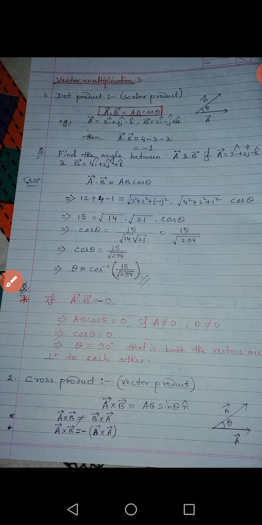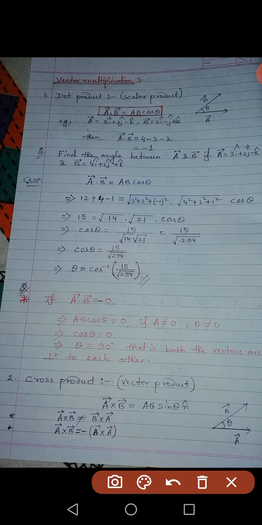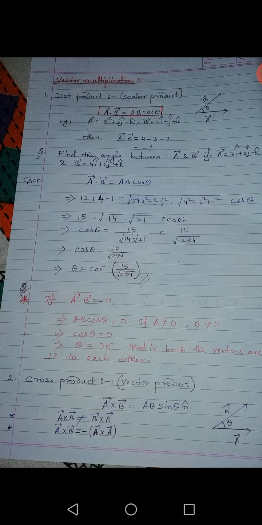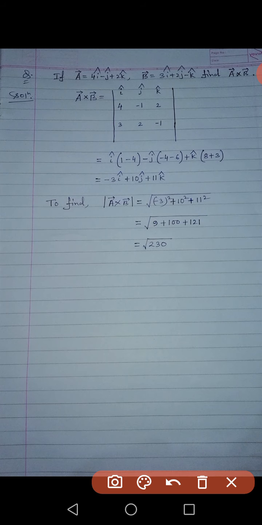then let us see how we calculate this a cross b. Suppose we have a is this, b is this. Find a cross b. For that we have a rule. How do we write a cross b? We'll make this kind of table: i, j, k. Then we will write the respective coefficients. If I am writing a cross b, first I will write the coefficients of a. If I write b cross a, first I will write the coefficients of b.